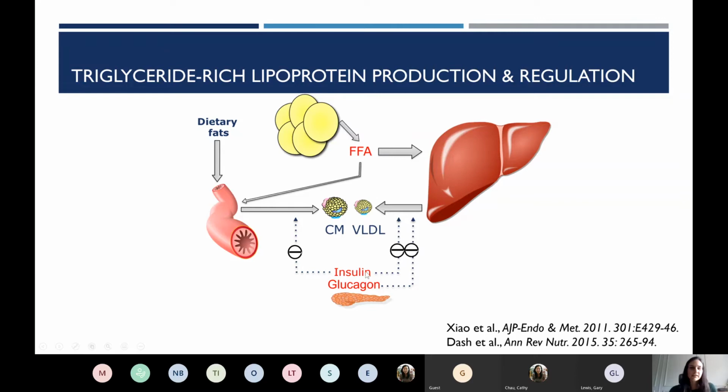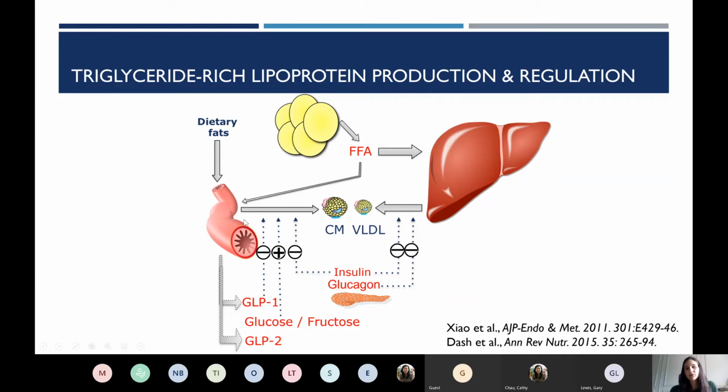So acutely, insulin coming from the pancreas inhibits chylomicron and VLDL secretion. But when there's insulin resistance, you have less of this inhibition, and so that's contributing to increased chylomicron and VLDL secretion in that state. Glucagon also inhibits VLDL production, which is something we've studied in humans.